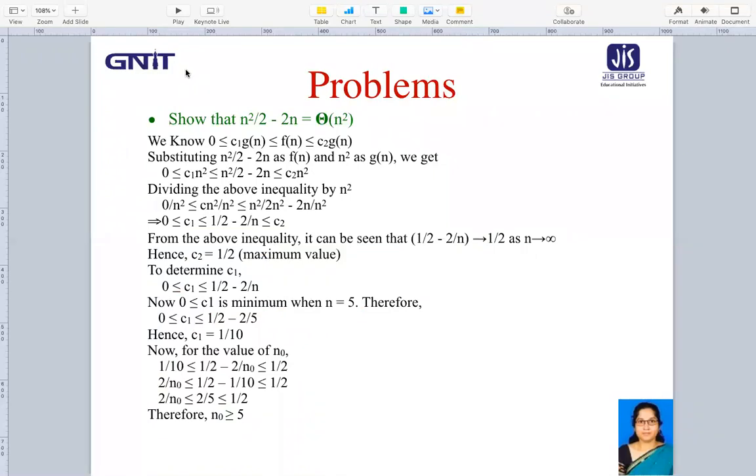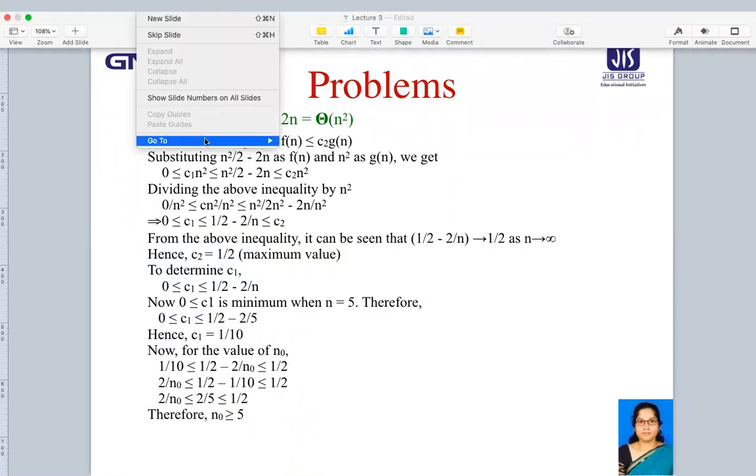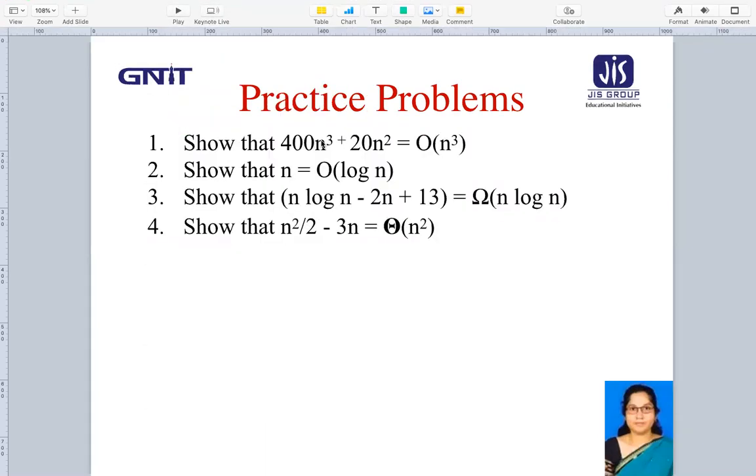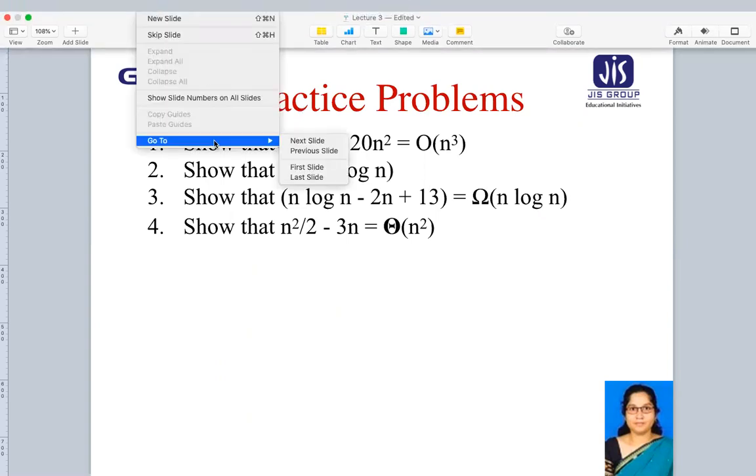Now, in the next slide, I have given some problem statements. So you can go through the example problems, and you can try to solve these problems. And in case of any problem, as I told, you can come back.